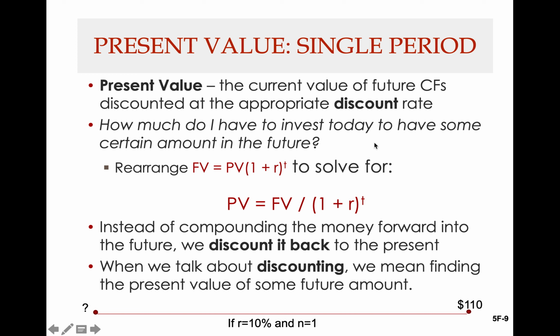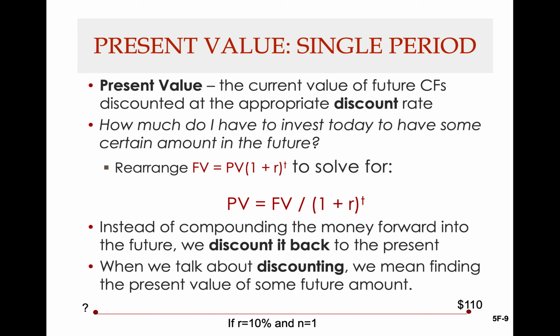How do we find the present value? It's very easy. Using our formula for the future value, we simply can rearrange some terms and get our present value formula. So simply by rearranging the future value formula, we can find the present value. So the present value will equal the future value divided by 1 plus the interest rate raised to the power of the number of compounding periods, or t.